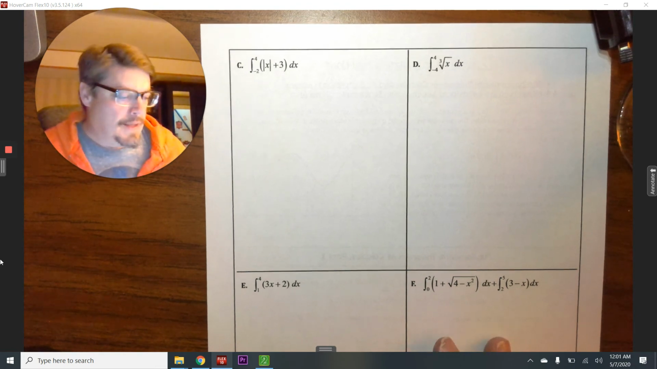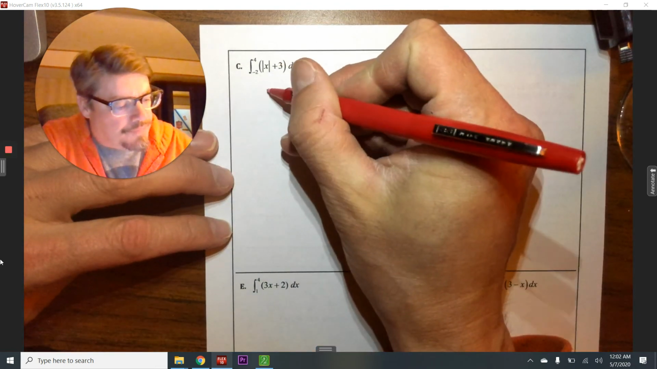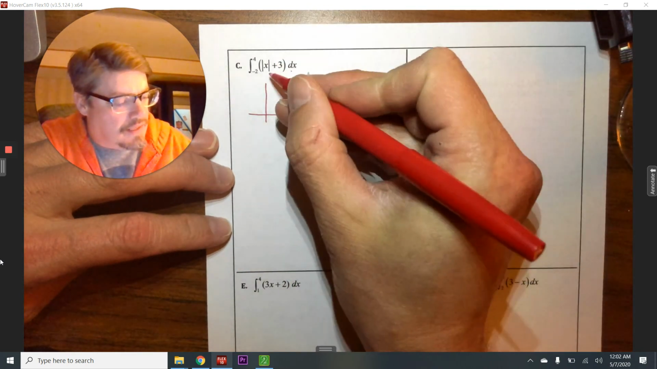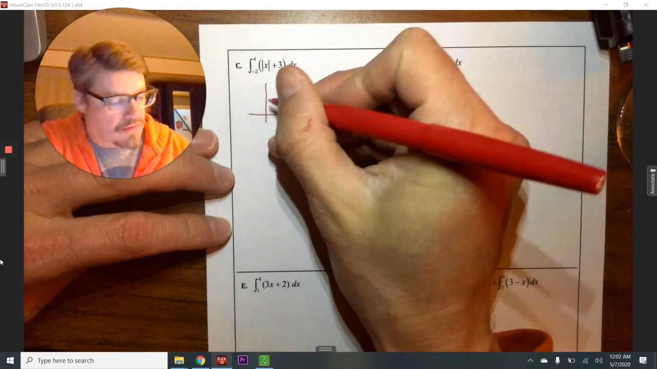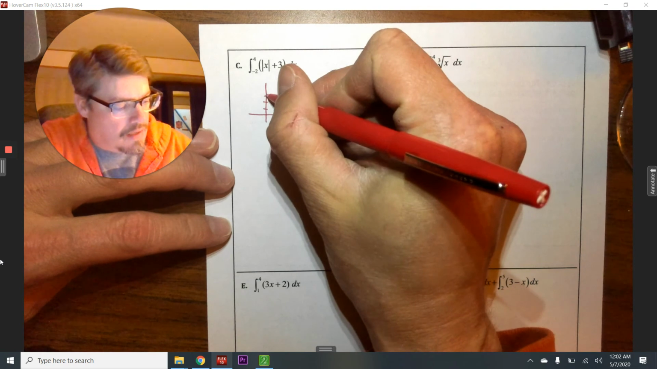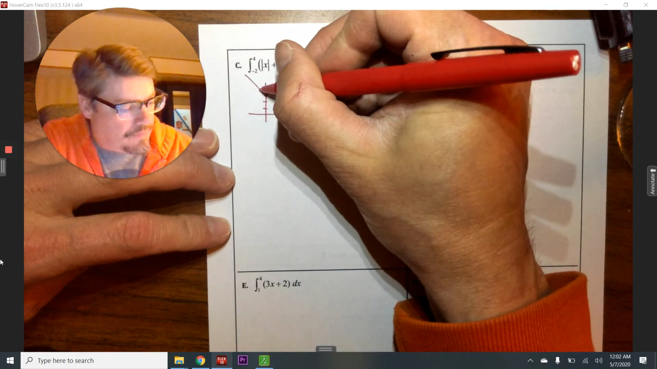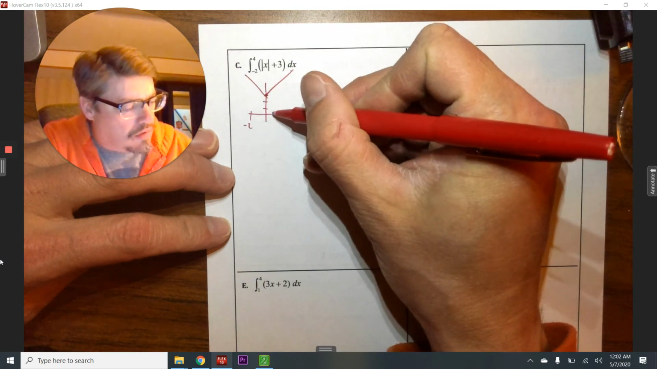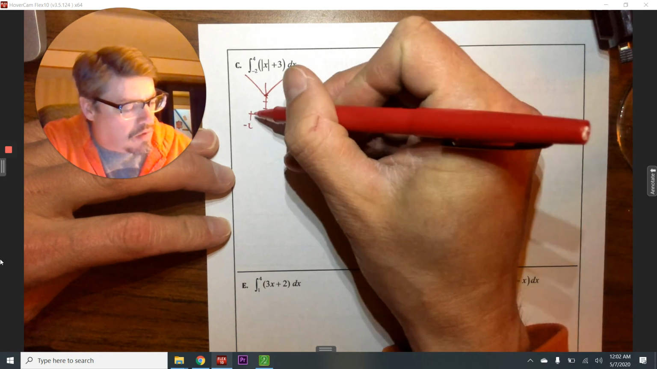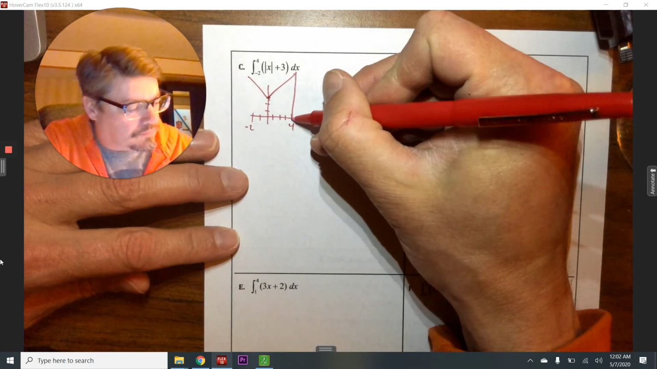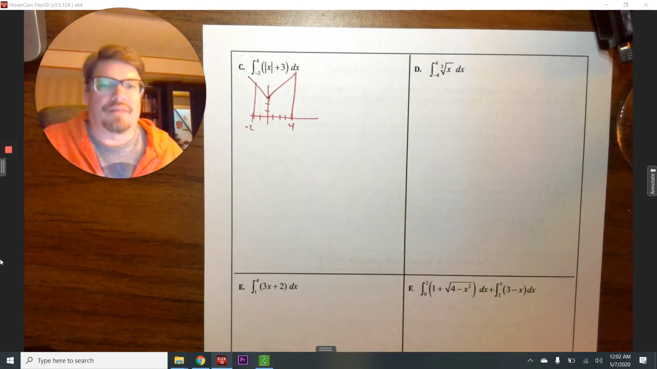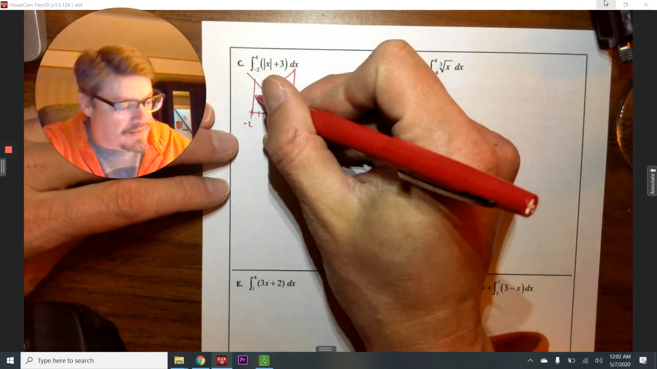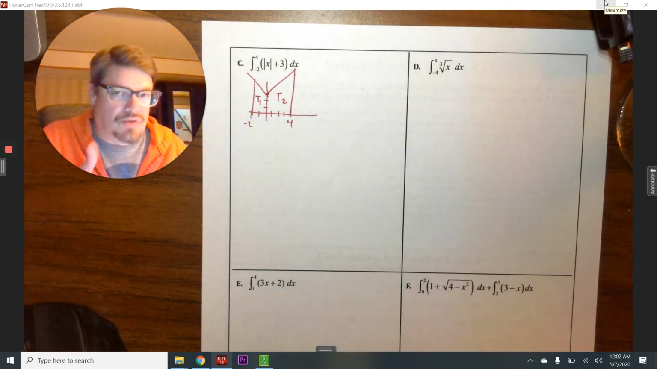So here we have an absolute value function that's being elevated 3. 1, 2, 3. So we have that, and we're going from -2 to 4. Now all I have to do is figure out the area of these two trapezoids, and I've got it. This is trapezoid 1, and that's trapezoid 2.